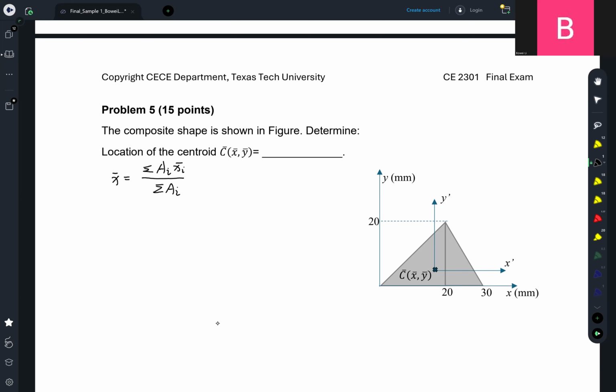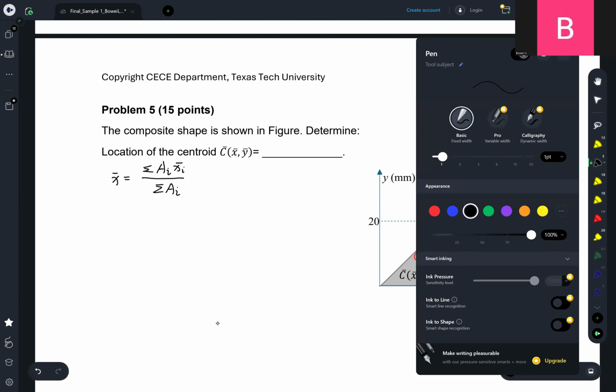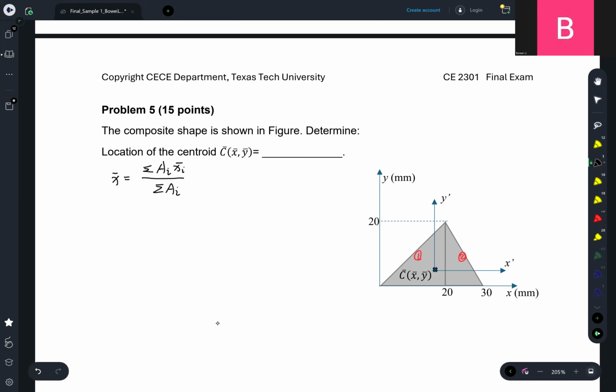If we look at this shape here, it can be divided into two triangles, triangle one and triangle two. So i goes from one to two, and we are going to plug the area and the location of the centroid of each part into the formula. Now let's go ahead and do it.